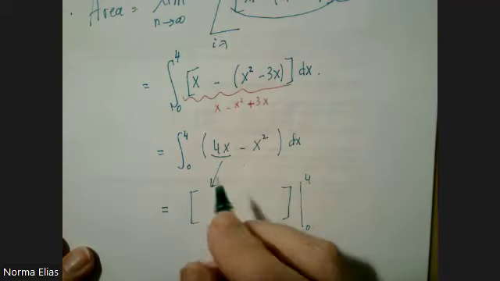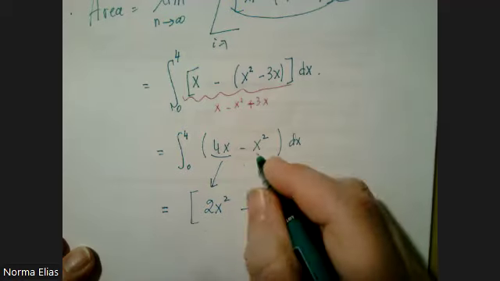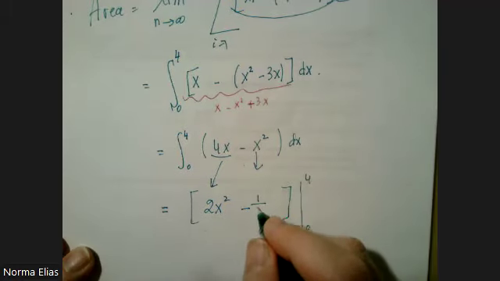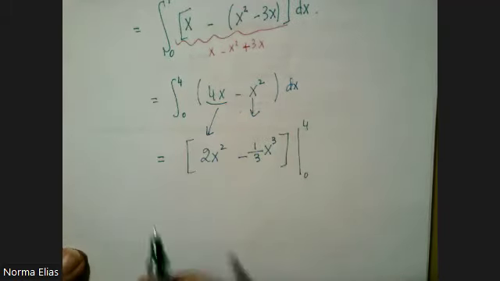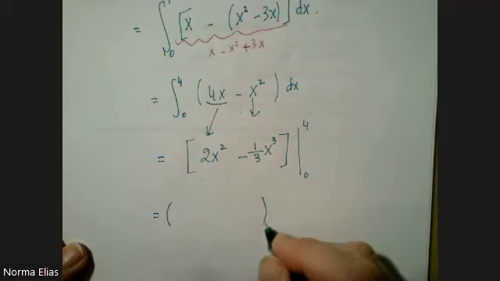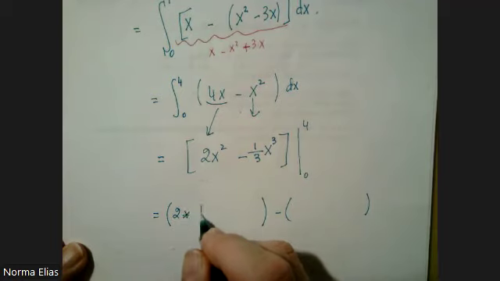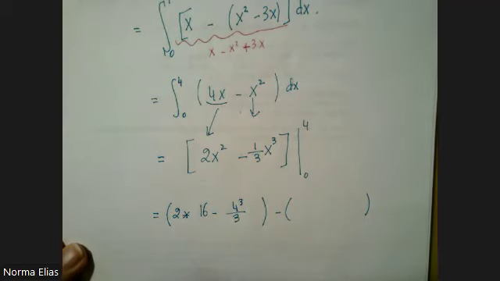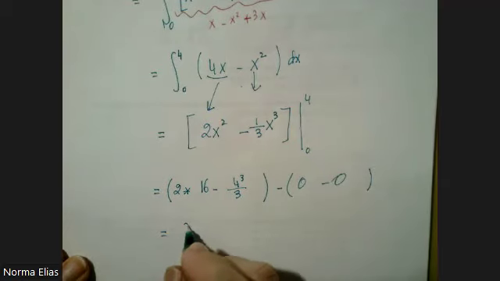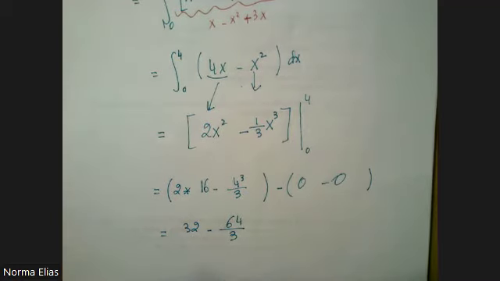For x, it's 4 times a half x squared, minus x squared is 1 over 3 x to the power 3. So finally, I will get the value at the upper minus the lower. At the upper, I will have 2 times 16 minus 4 over 3 divided by 3. The lower, I will have 0 minus 0. So finally, I will get 32 minus 64 divided by 3. And I will stop right there.